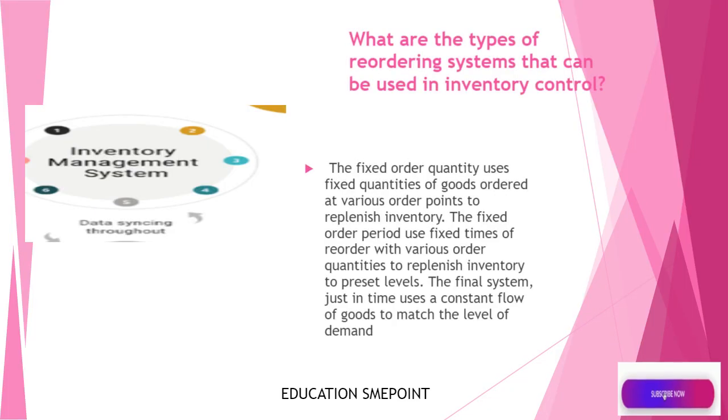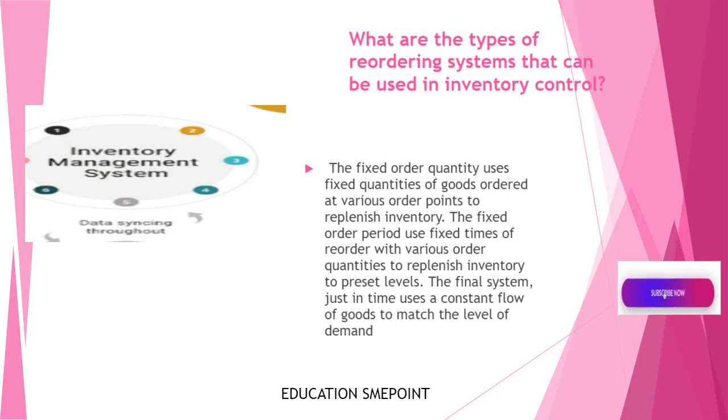What are the types of reordering systems that can be used in inventory control? The fixed order quantity uses fixed quantities of goods ordered at various order points to replenish inventory. The fixed order period uses fixed times of reorder with various order quantities to replenish inventory to preset levels. The final system, just in time, uses a constant flow of goods to match the level of demand.